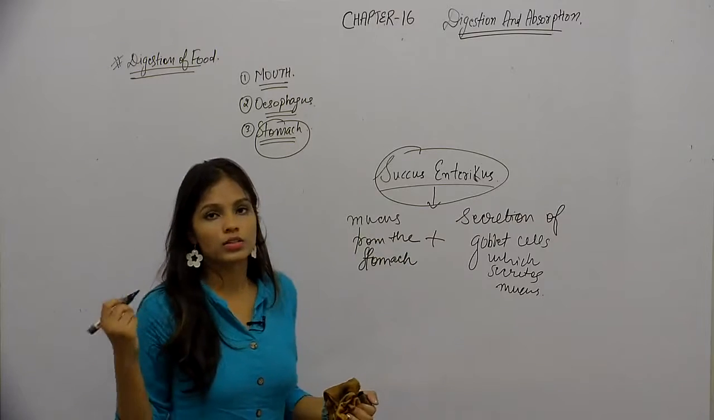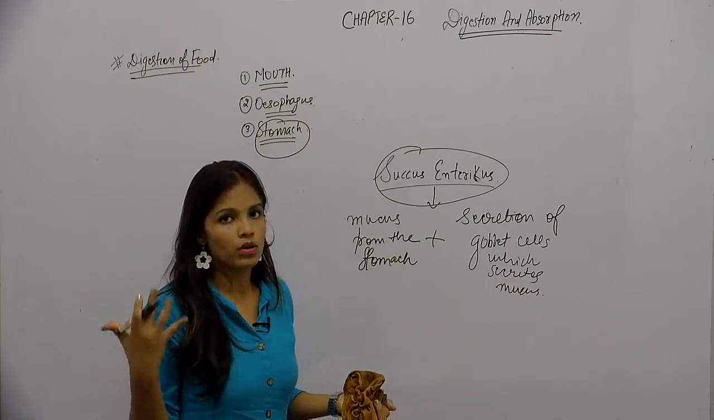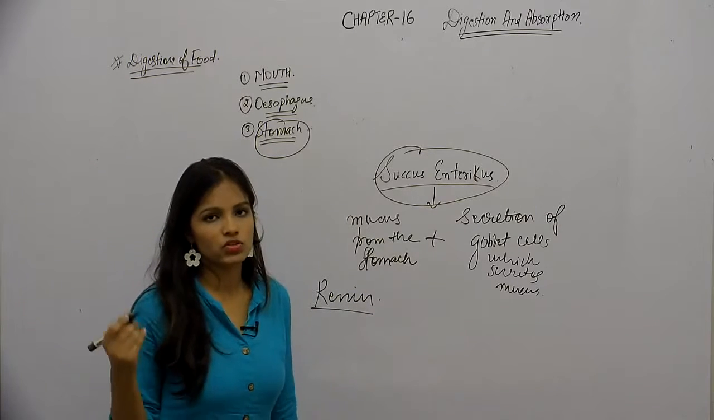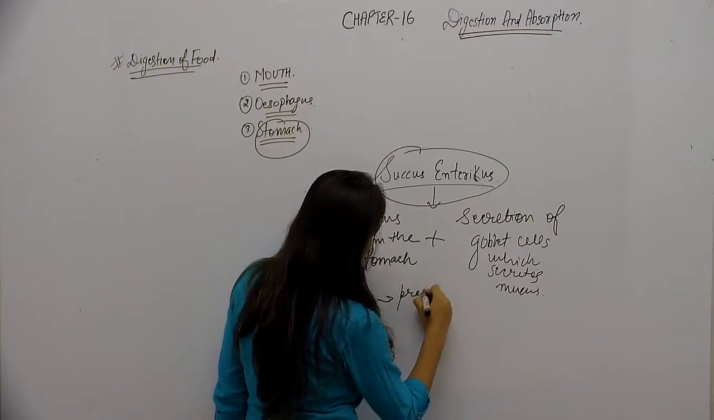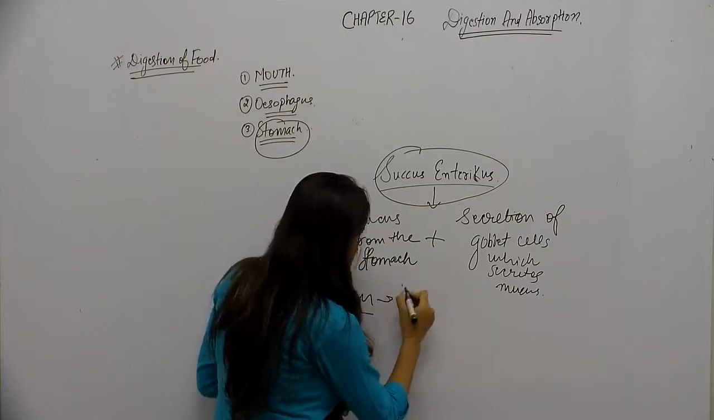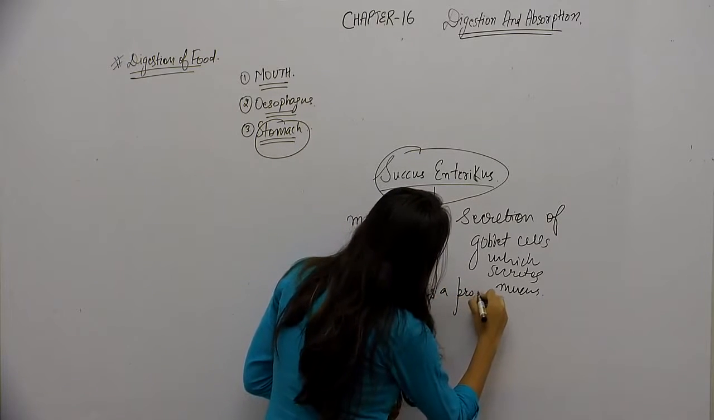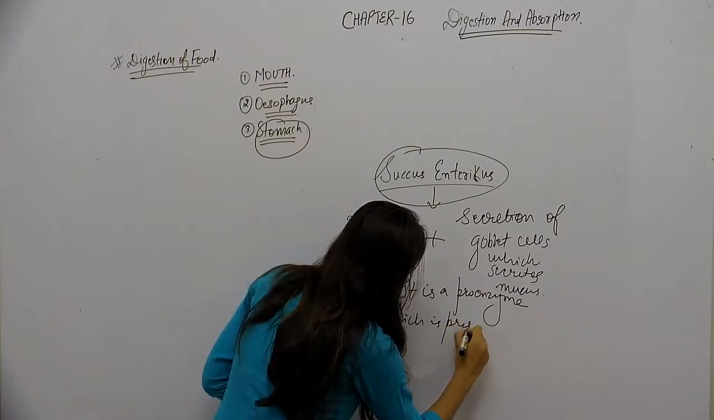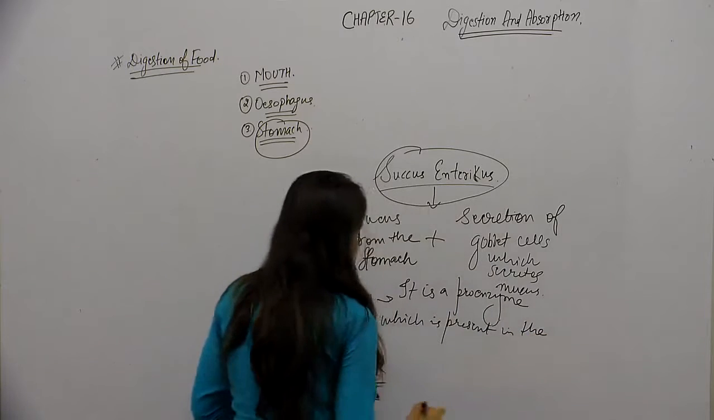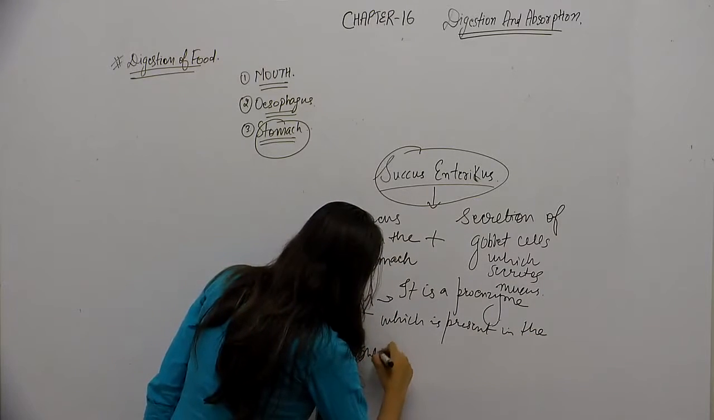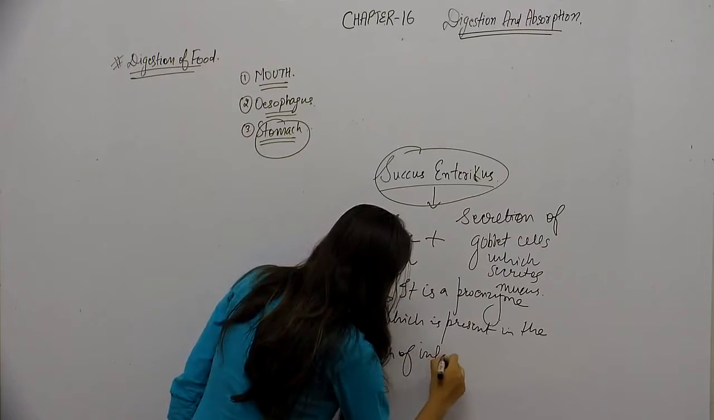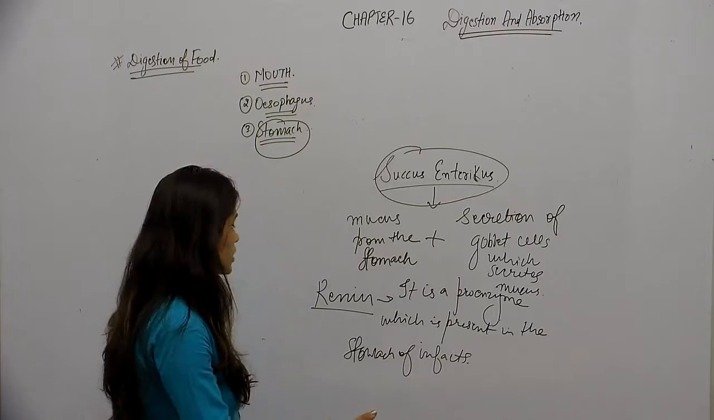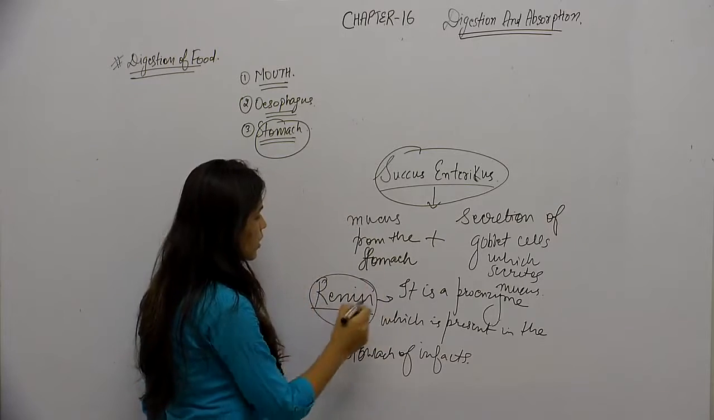And also in infants, there is a proenzyme which is renin. This is the name of a proenzyme which is present in the stomach of infants. As we all know, infants are basically fed on milk, so that is why the renin proenzyme is present, because it helps in the digestion of milk.